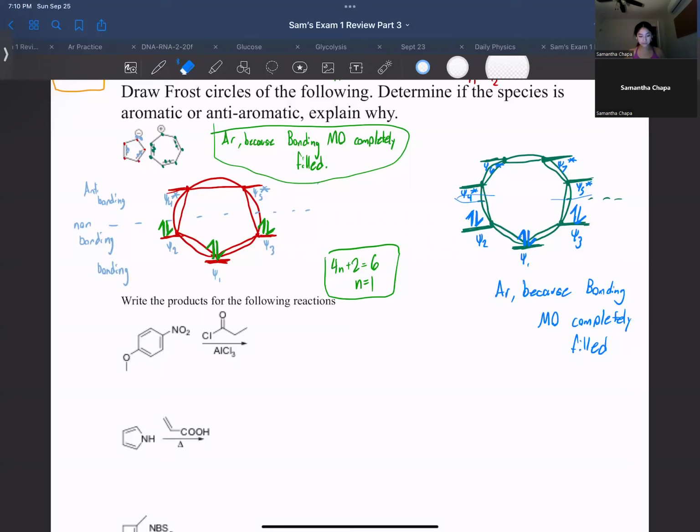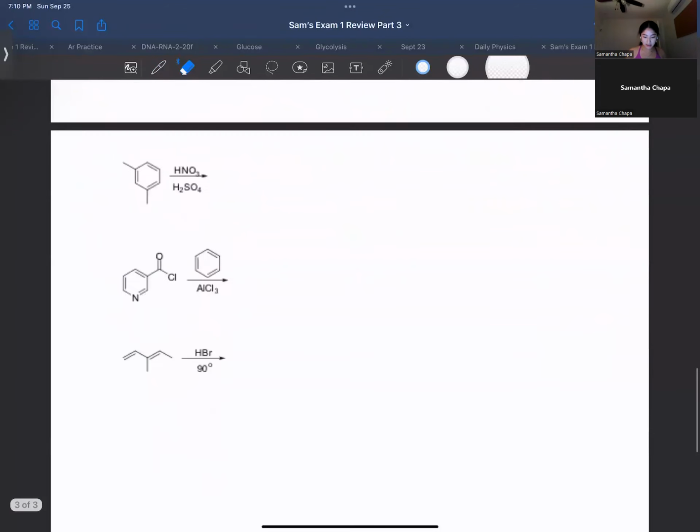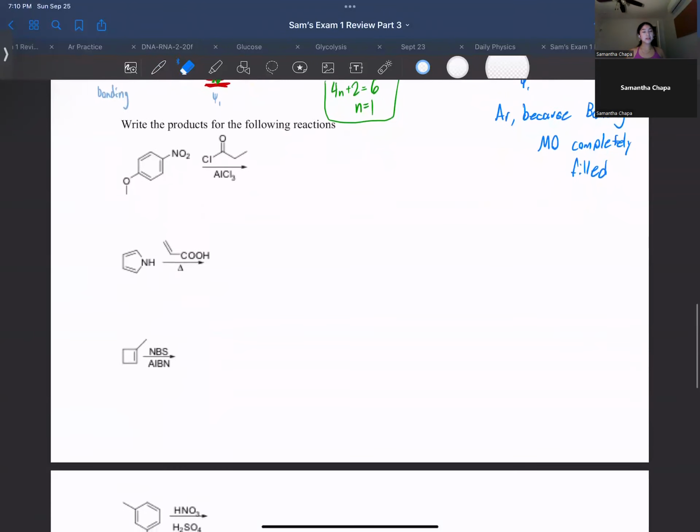There we go. Let's move on to the next couple of reactions. So write the product for the following reactions. Here, this is one of the newer ones that we have been looking at. I'm just going to list out what is my Lewis acid and what is my Lewis base, just because I feel like this is something important that you might see in one of your mechanisms.